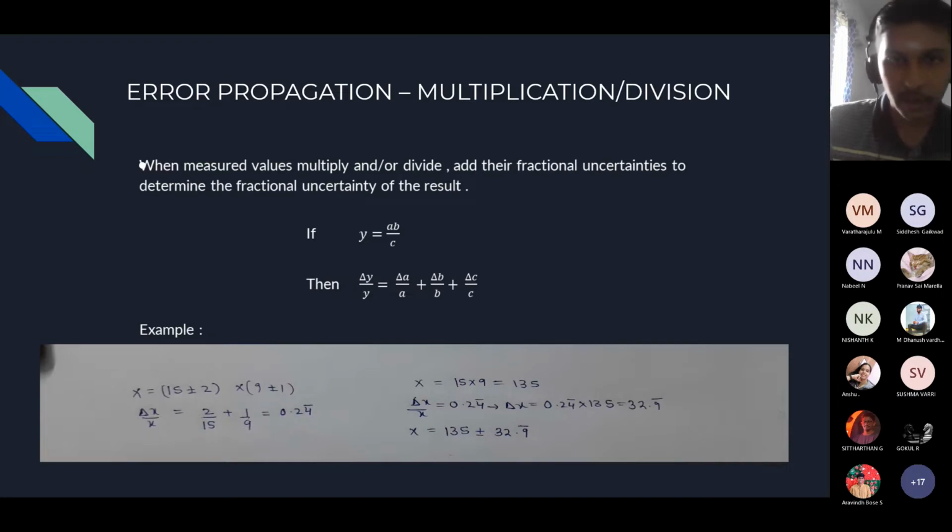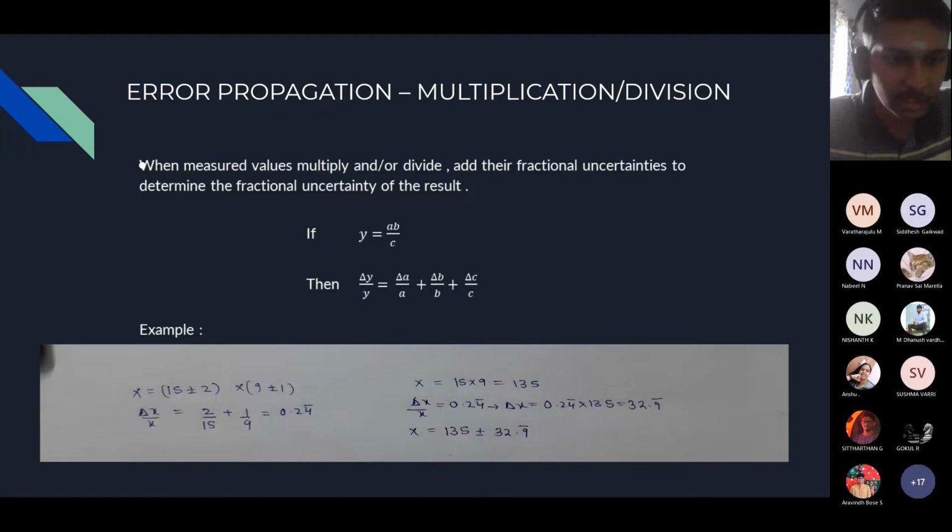So error for multiplication or division operation. When measured values multiply or divide, the fractional uncertainties determine the fractional uncertainty of the result. So if y equal to ab by c, then delta y by y equal to delta a by a plus delta b by b plus delta c by c. Here in this formula, we can see that irrespective of whether it's multiplication or division, the formula remains the same. And here in this formula, we neglect the term delta a into delta b by ab because it's extremely small. So the result we get will be extremely close to the given result.